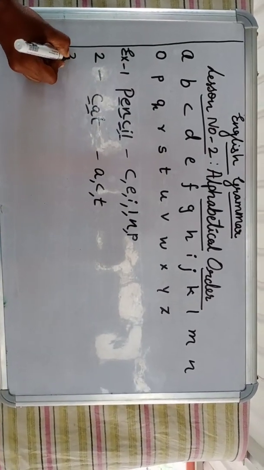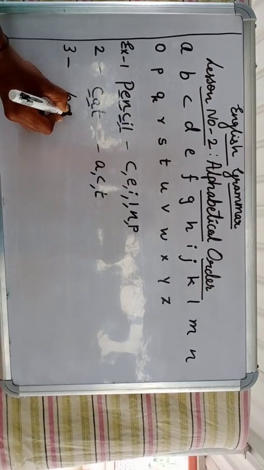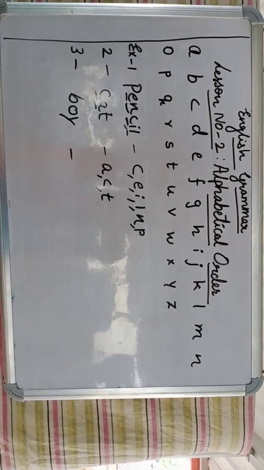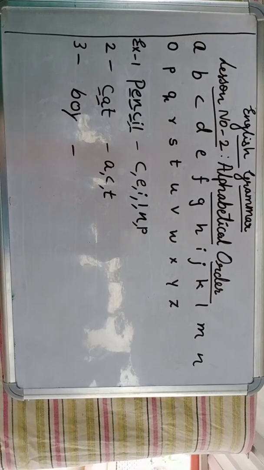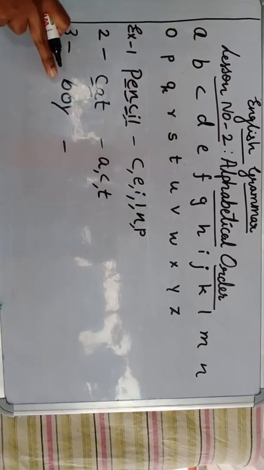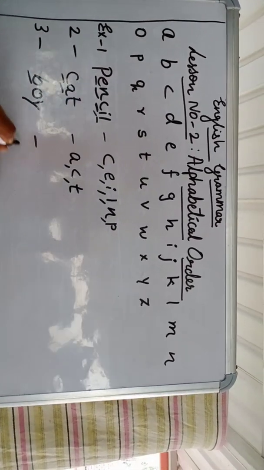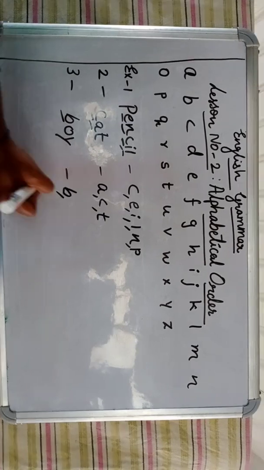Number 3, boy. B-O-Y, boy. So which is the first letter that comes, children? So go like this only. Is A there? No. B is there? Yes. This is the first letter.